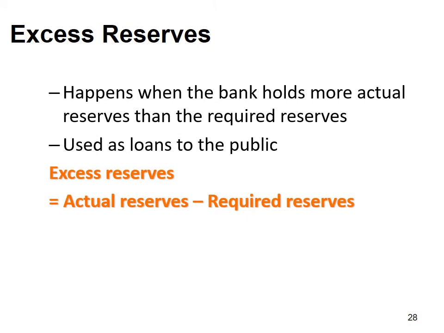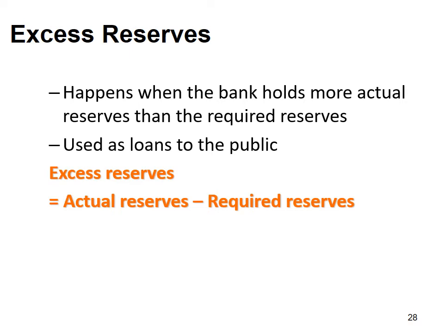Now, some banks are more conservative. They want to portray an image that they are very safe and secure. So they may hold excess reserves. That means they may hold extra cash on top of what the government says they should. So they are holding required reserves plus excess reserves. Their actual reserve is more than the required reserve that's stipulated by the central bank.